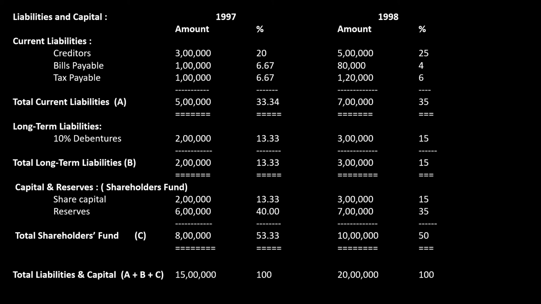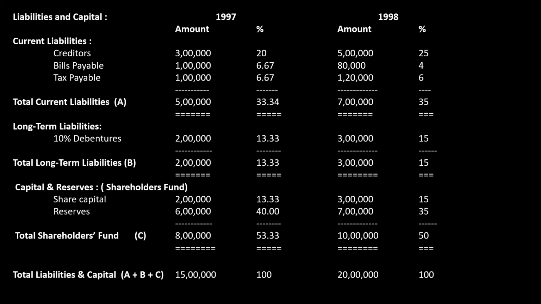Okay, now we'll do separately. Share capital by 15 lakh into 100. 2 lakh by 15 lakh into 100 is 13.33. Then reserves 6 lakh. 6 lakh by 15 lakh into 100, it is 40%. Now the total for shareholders fund is 8 lakh. The 8 lakh by 15 lakh into 100 will give me 53.33%.